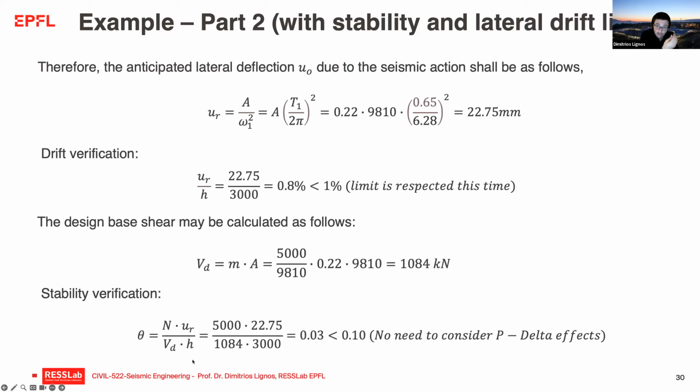So the new stability coefficient with this increase in stiffness was 0.03, so not even close to the 0.33 I computed before. And I was able to successfully reduce it to below 0.1, so no need to consider P delta effect amplification because the stability coefficient, in fact, now is very small.